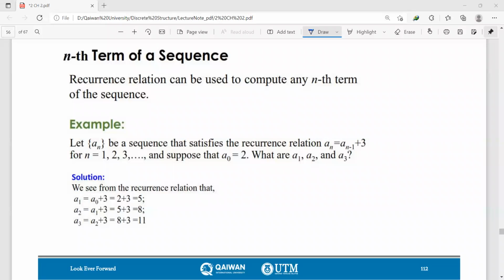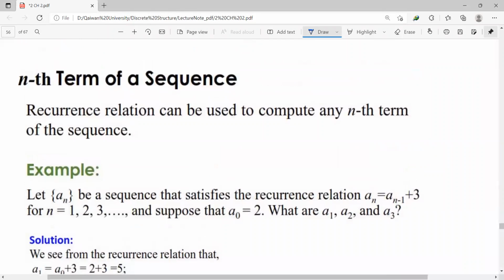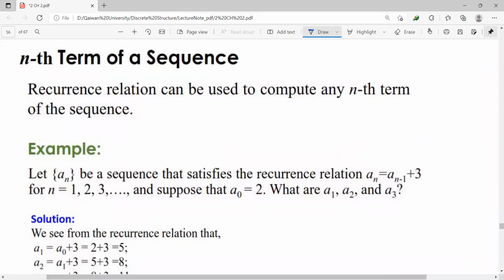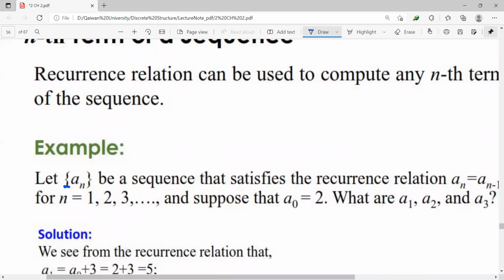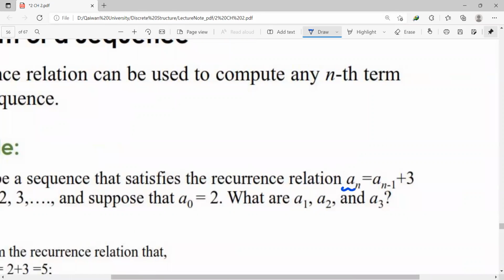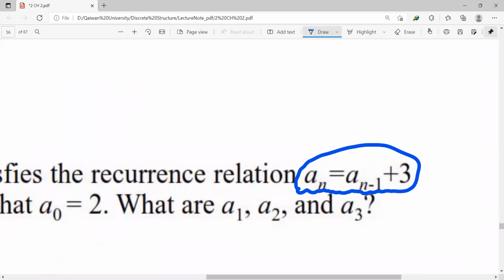Here we have another example. It says find the nth terms of a sequence. In the example, we have given a_n to be a sequence which satisfies this recurrence relation: a_n equals a_(n minus 1) plus 3. It's given that a_0 is 2, and we should find A1, A2, and A3.